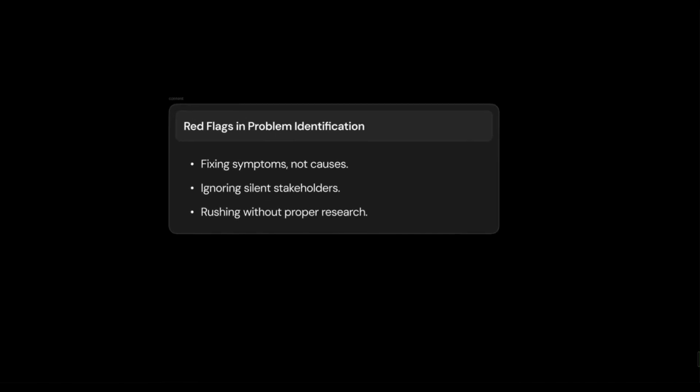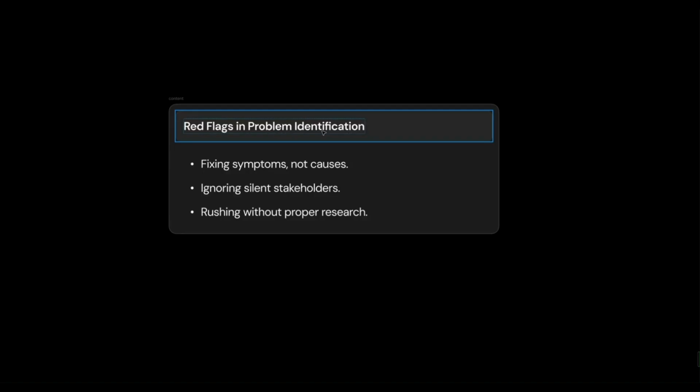Then comes the red flags when identifying a problem. Sometimes there are three primary problems. First, you are fixing symptoms, not causes. You need to find the cause. We saw the three layers, right? If your solution only reduces complaints but doesn't create lasting change, you missed the mark. Then comes overlooking silent stakeholders. As I said, if you only listen to one group and ignore the others, you're getting a partial picture.